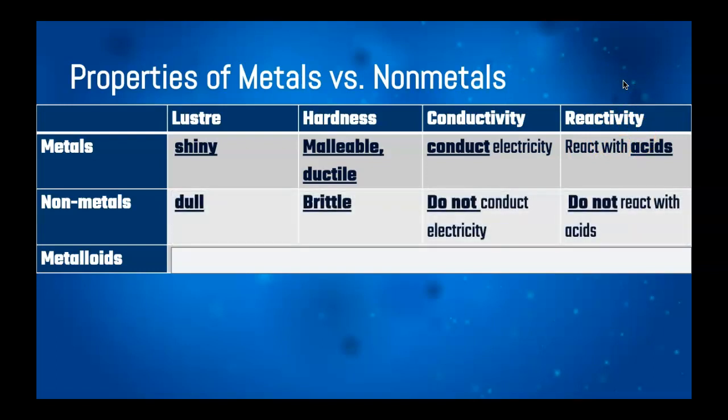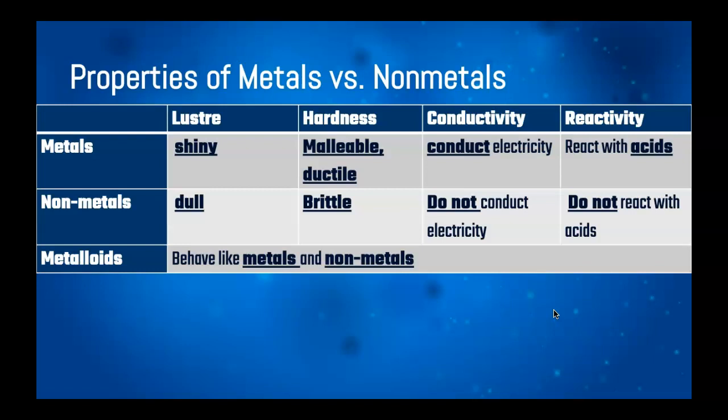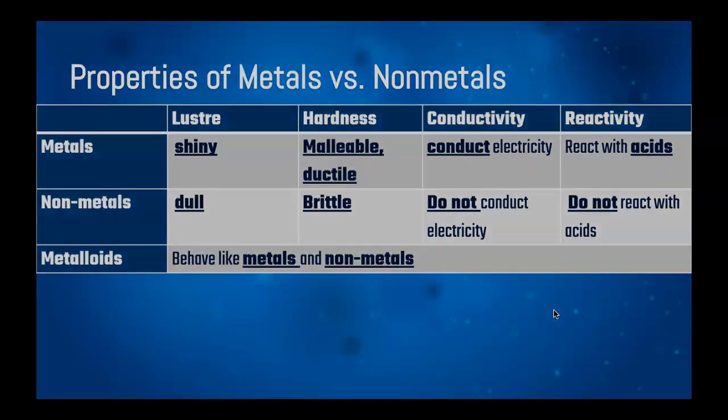Nonmetals, on the other hand, tend to be more dull. They're brittle, so if you hit them with a hammer, they're going to break. They do not conduct electricity, and they do not react with acids. Metalloids are kind of in the middle. They behave a little bit like metals and a little bit like nonmetals. They are complicated, and we don't want to deal with them, so we won't.